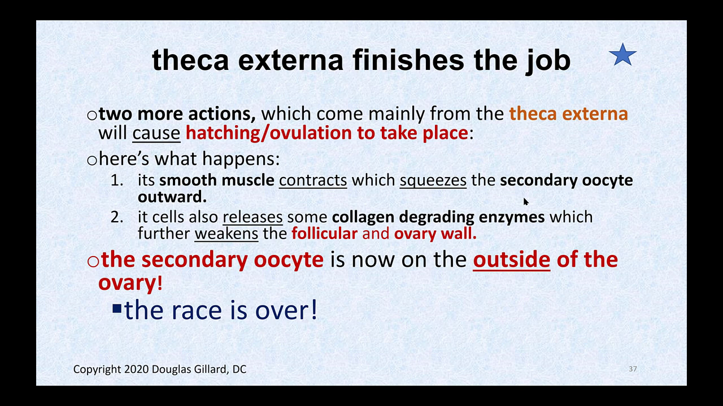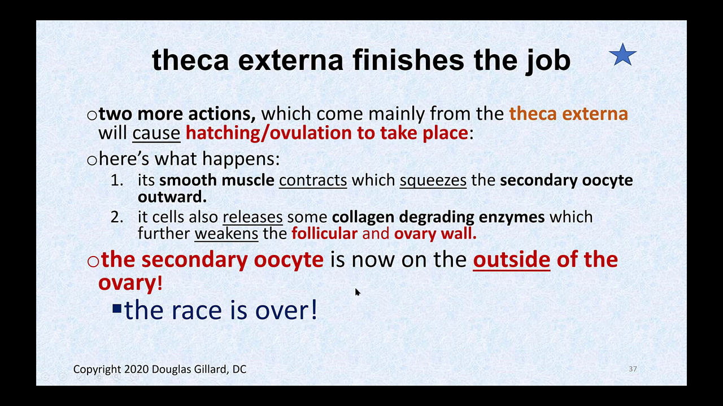All right, so what finishes it off? We've got an inflammation wearing down the wall of the graafian follicle and wearing down the ovarian wall. It's getting very thin, ready to break. So what happens next? Well, remember that smooth muscle in the outer layer of the graafian follicle? That's going to start contracting, and it's going to squeeze the secondary oocyte outward toward the wall of the already damaged ovary. There are also some enzymes. I took all those out because I don't think we need to know those, but there are enzymes that have been released which further break down the graafian follicle wall and ovarian wall.